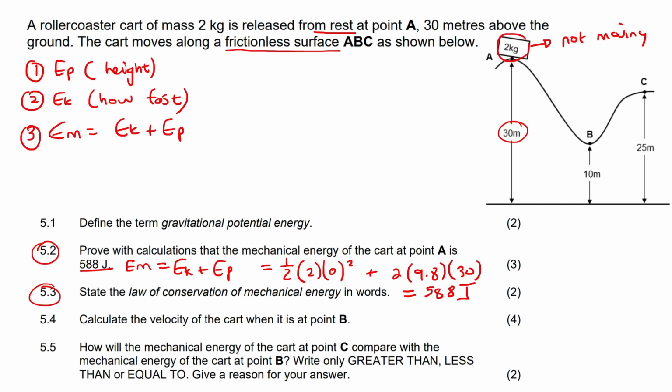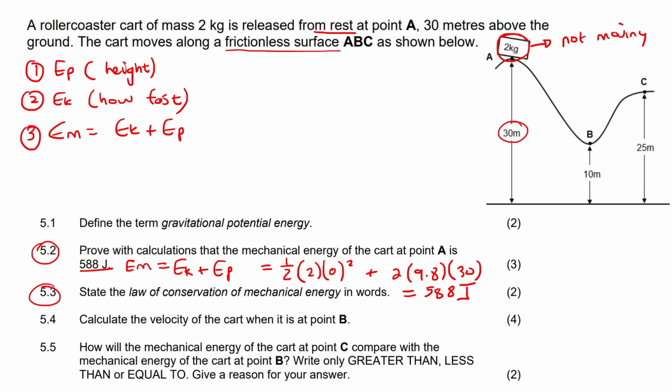When this object is over here, because it's not moving, it only has potential energy. How much mechanical energy does it have altogether? Well, it had 0 kinetic and 588 potential, so the total was 588. That 588 will not change at all. The mechanical energy will stay 588.